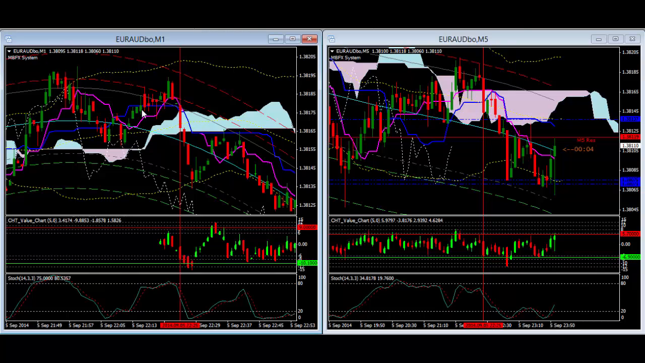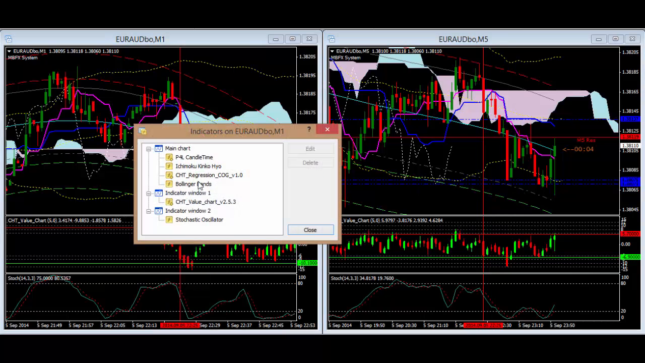So I have Ichimoku, regression, Bollinger Bands, VC, value chart, and stow. These are the main indicators on my 1 minute chart, and on my 5 minute chart you have the same indicators with the added indicator of support and resistance provided by David. Big thanks to him. Those are my only indicators. I'll show you my indicator window.